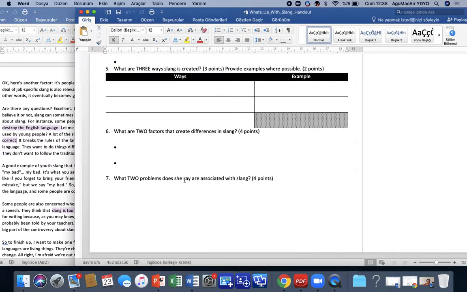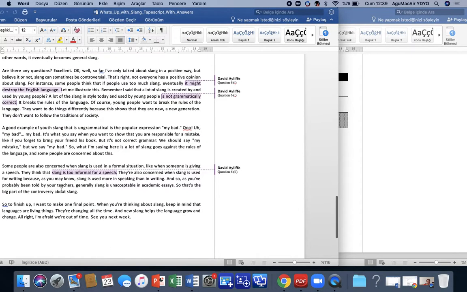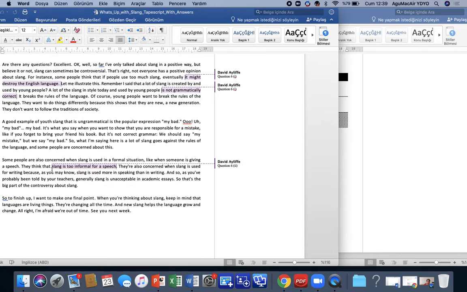The other one is, the next problem is, some people think that slang is too informal for a speech. Slang is too informal for a speech. So when slang is used for writing, right, especially, slang is used more in speaking than in writing. And you shouldn't use this slang in academic papers, for example. This is said here. So these are two problems.